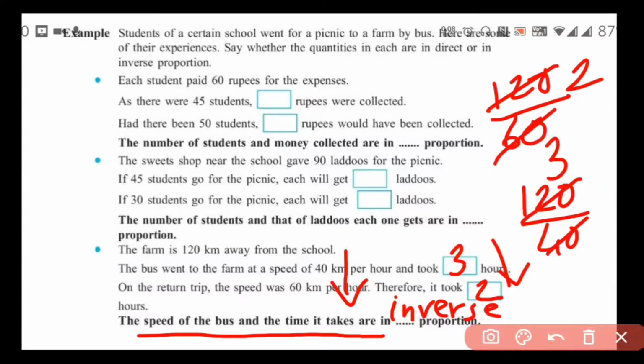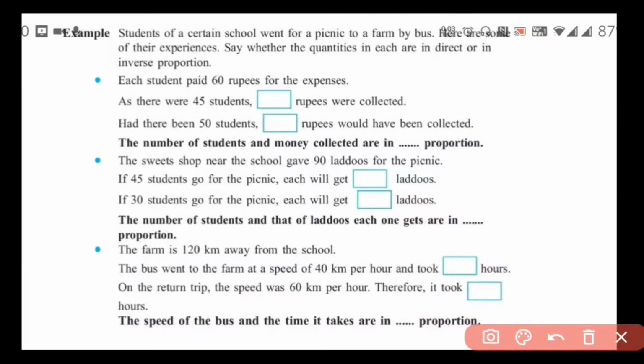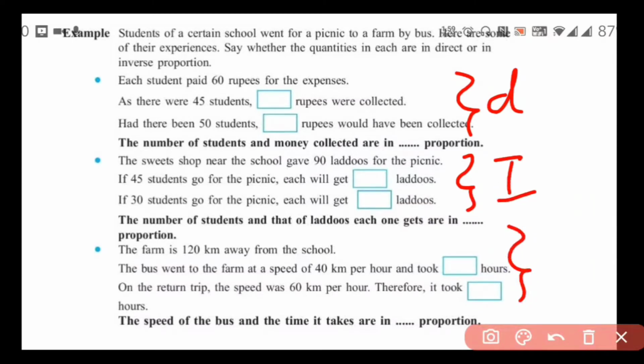So what we could say, that in the first part there is a direct proportion, in the second part there is an inverse proportion, and in the third part there is also an inverse proportion. Because in the first part, when the number of students is increasing, the amount collected is also increasing. In the second part, the number of laddus is increasing and the number of students is decreasing.